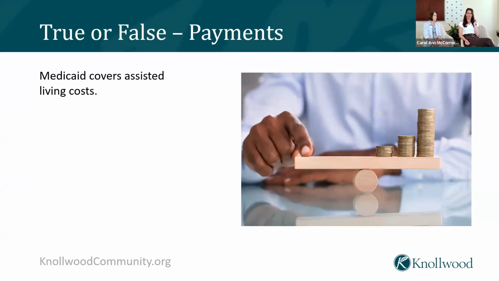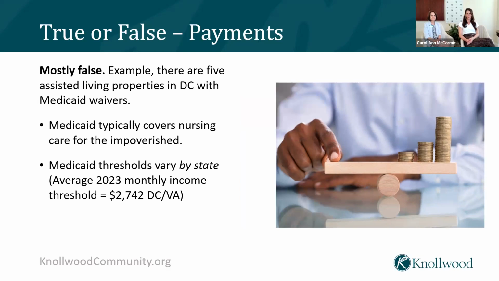True or false? Medicaid covers assisted living costs. True or false? Mostly false. Well, that was tricky. So there are 5 assisted living properties in DC with Medicaid waivers. There's only 5. You usually have to get on a waiting list for those communities. They're a little bit difficult to get in.